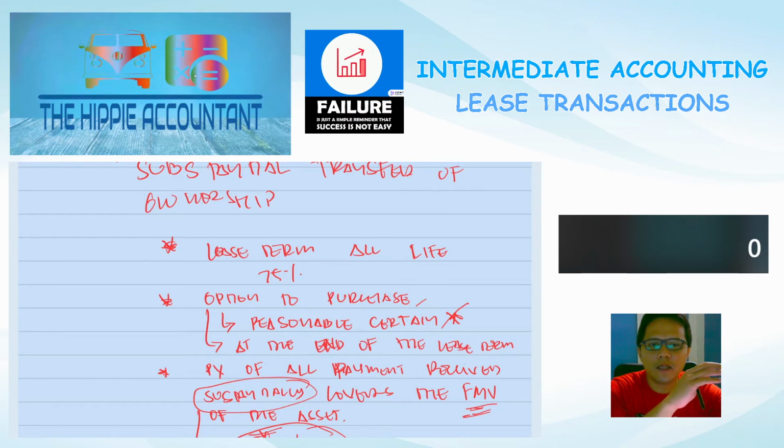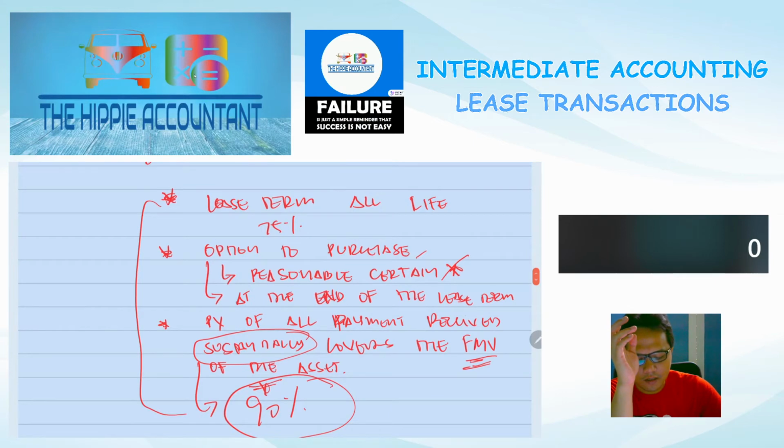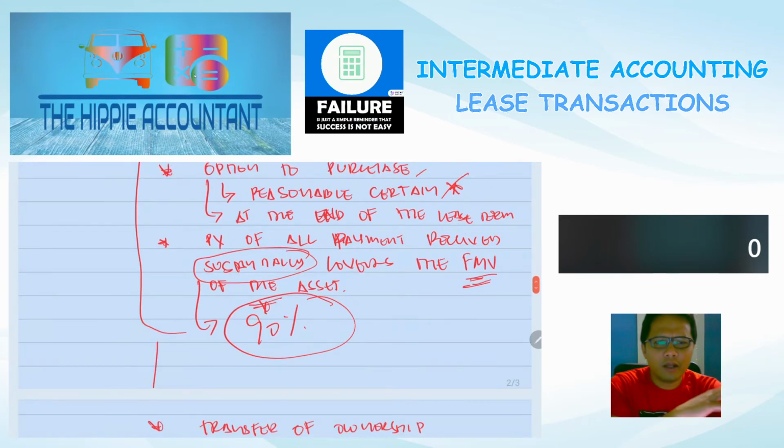Pag ang lease transaction, hindi natin makikitaan ng mga kriteriya na ito, that is an operating lease. Okay? That is an operating lease. Yung normal na rent transaction. So that is on the part of the lessor.